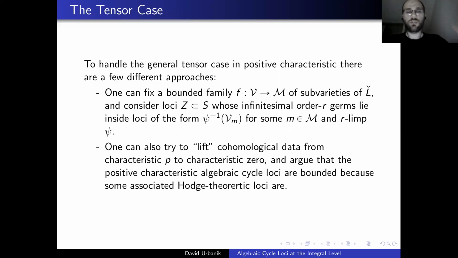And the other thing that you can do is try to lift the cohomological data from characteristic P to characteristic 0 and argue that because you have this boundedness in characteristic 0, then you also have it mod P. Okay, so that's what I wanted to say.